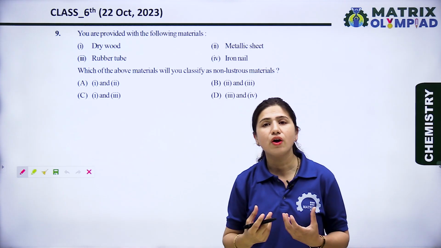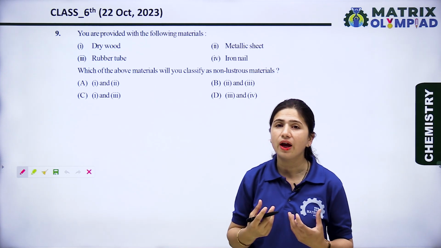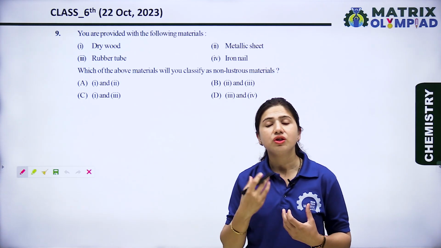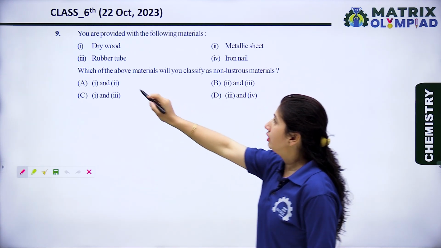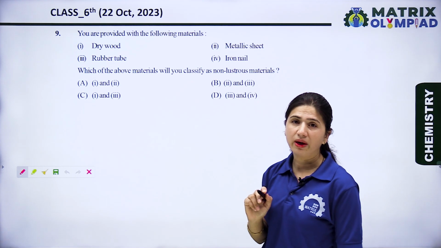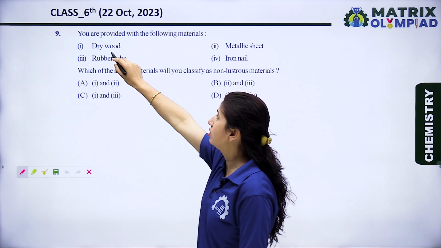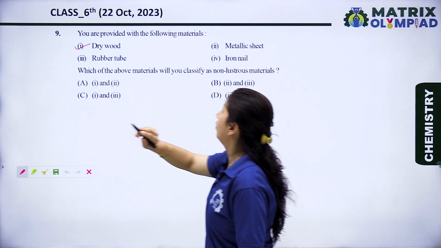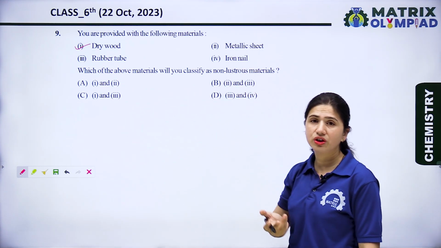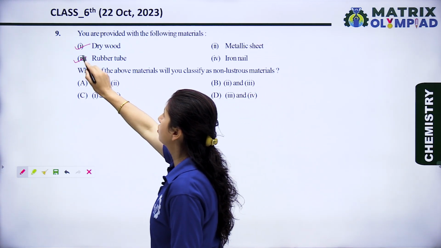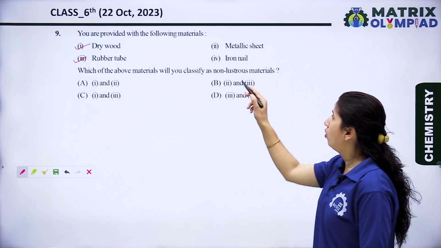Lustrous is a property of metal, meaning the property of having free electrons, and because of those free electrons, it shows a shiny look. So the dry wood is not a metal, so it does not show the shiny look. It means it is non-lustrous. Now let's see the metallic sheet. Metallic sheet shows the lustrous nature.